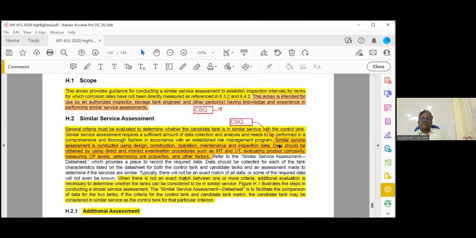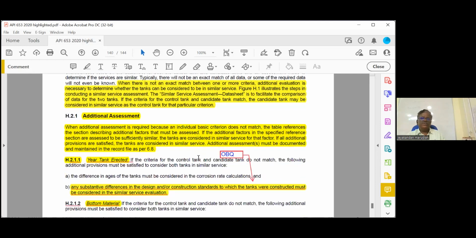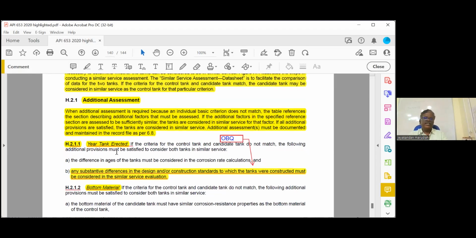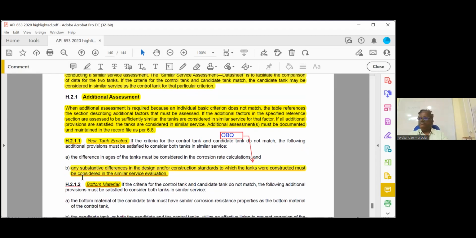Then highlight the H2 third line. Similar service assessment is conducted using design, construction, operation, maintenance, and inspection data. Data should be obtained using direct or indirect examination such as MT and PT, evaluating product corrosivity, measuring cathodic protection level, determining soil properties, and other factors. Everything we should consider. Then what are the additional assessments you will use? First, year of tank character. Okay, just write it: year tank H2.1.1. Year tank character. Highlight the B if it is there.